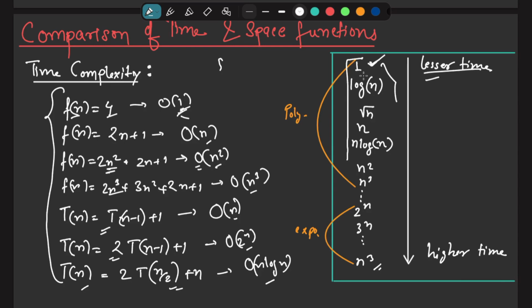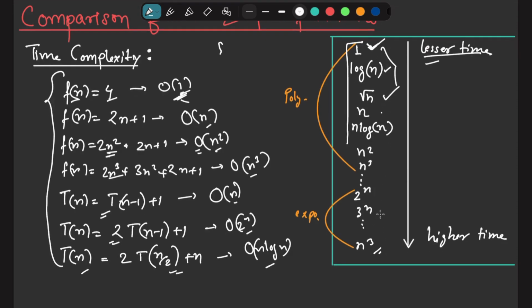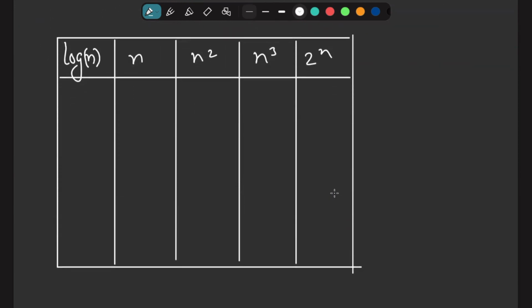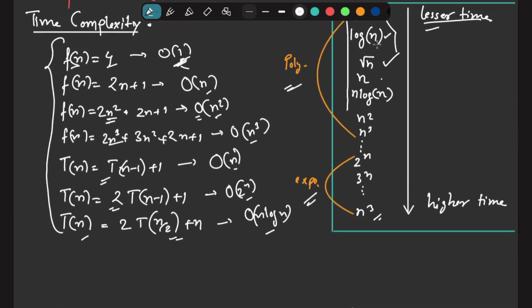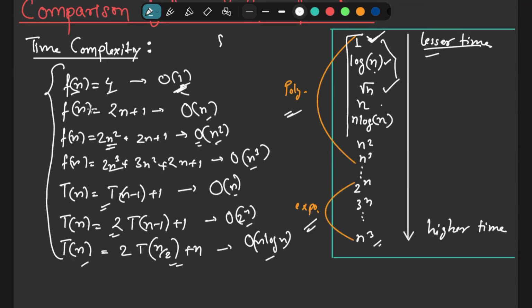So these are the classes in which we define the order. We say that constant takes the least time, log n takes more but less than root n, and similarly it increases in this order, and polynomial takes less time than exponential. We can take an example to see how it works. For example, as n increases, n being the input, how does our time increase with the input?